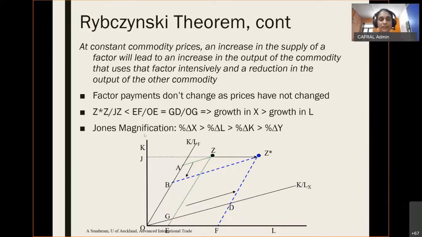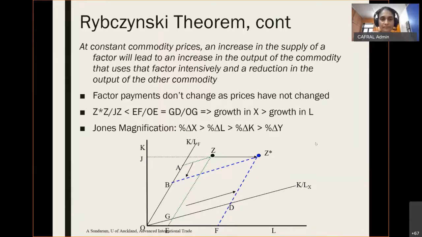Okay. Now, there is an idea called the Jones magnification effect. Again, since I don't have time, I can't go into it in great detail, but what this magnification effect tells you is the proportionate increase in textiles is going to be way more than the increase in immigration. So immigration comes in, you have a percentage increase in labor, but the increase in output is going to be much higher than that percentage increase in labor. So that's called a magnification effect in the Rybczynski context.